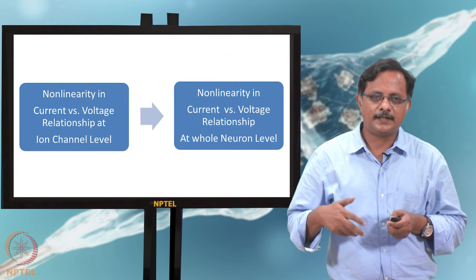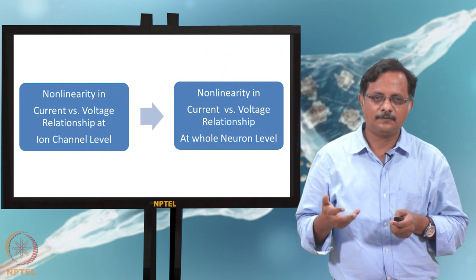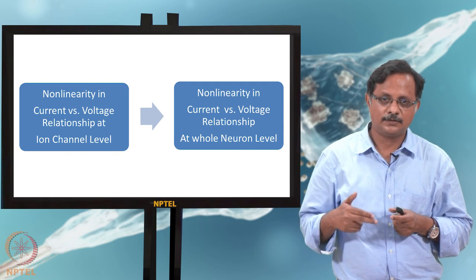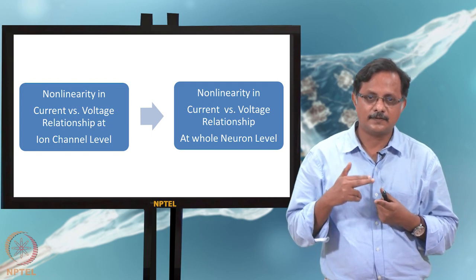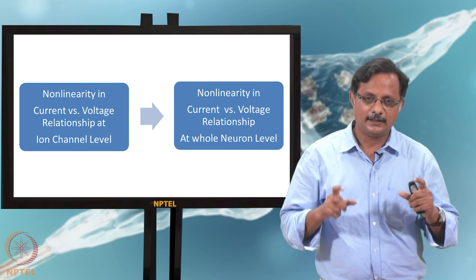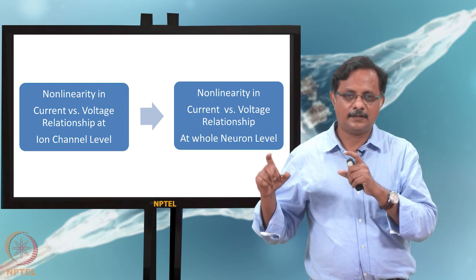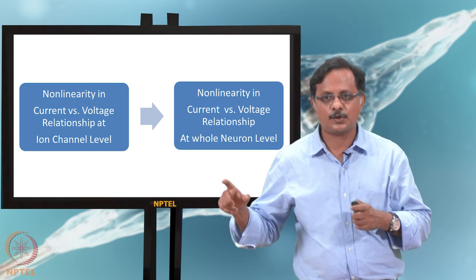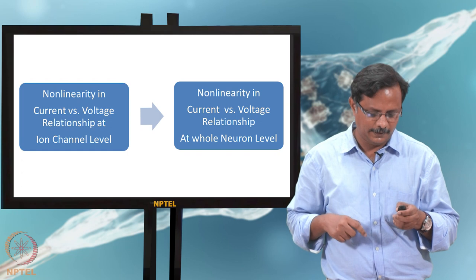Okay, where is this nonlinearity coming from? This nonlinearity is coming from the nonlinearity that exists at the level of the ion channel. Therefore, the nonlinearity in the current versus voltage relationship, which exists at the level of an ion channel, is getting translated into the nonlinearity in the current versus voltage relationship at the whole neuron level, which is what we have seen in the previous slide.